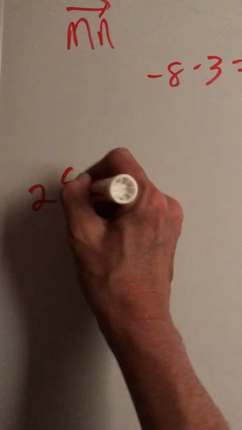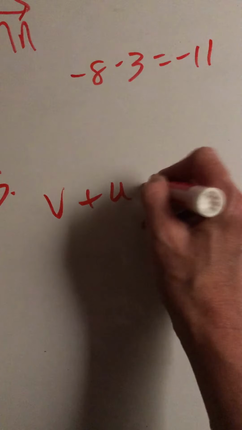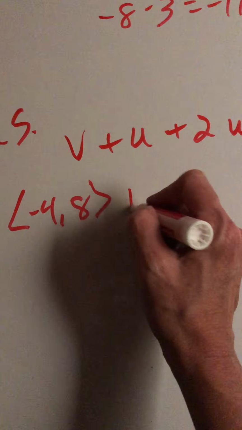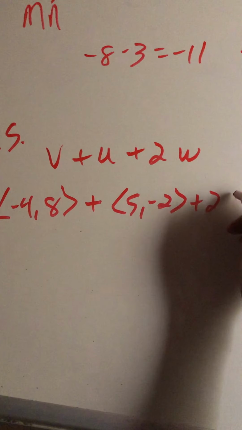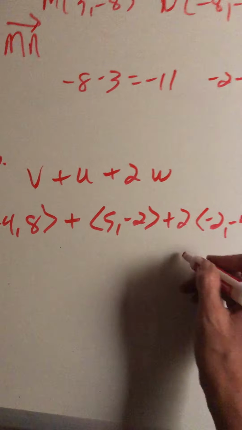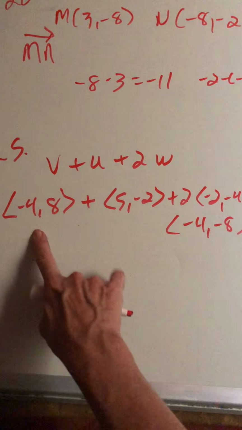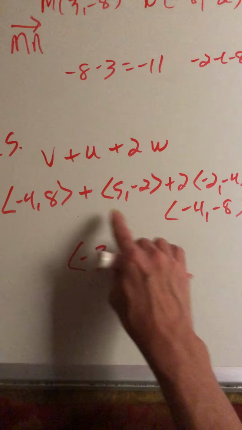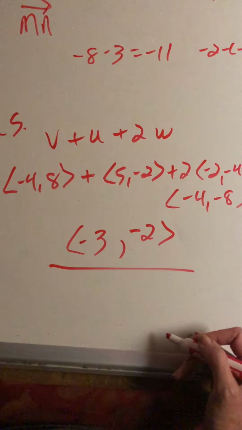Last one, number 25. 25 is the last one. So on 25, we're going to calculate v plus u plus 2w. Well, v is negative 4, 8. u is 5 comma negative 2. And w, so 2 times negative 2, negative 4. So this last one would be negative 4, negative 8 that I'd be combining. So I'd combine all my x's. Negative 4, 5, negative 4 would give negative 3. And then I'd combine 8, negative 2, and negative 8, which would leave a negative 2 in component form.